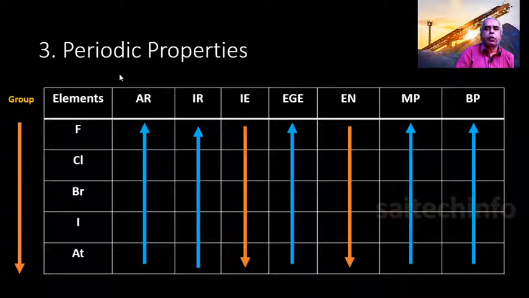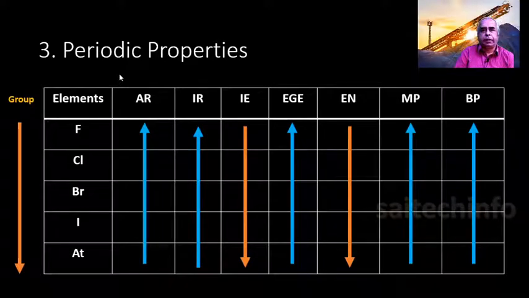The general electronic configuration for the halogens is ns2 np5. For fluorine it is 2s2 2p5, for chlorine it is 3s2 3p5, and likewise it goes to the next energy level. So naturally the atomic radius increases. When we compare the atomic radius of fluorine and astatine, we can expect the atomic radius of astatine to be much more than that of fluorine.